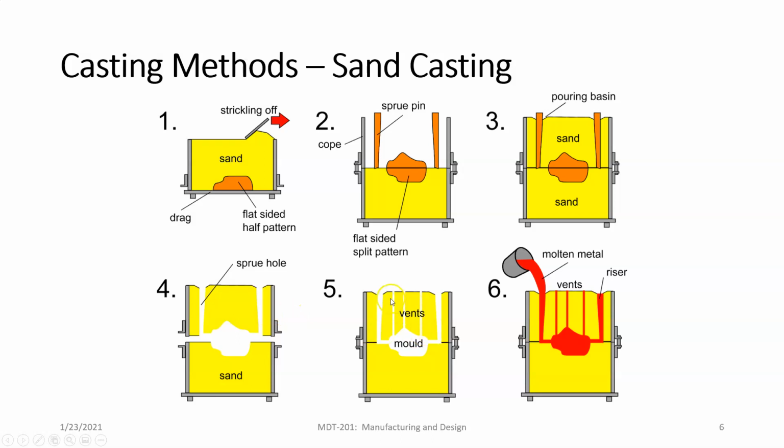And what you end up with is a cope and a drag with a large void right there where the pattern was. And that's where you're going to pour your liquid metal. And you pour the liquid metal, you have your vents and your riser and all that good stuff. And then the result is your finished part.